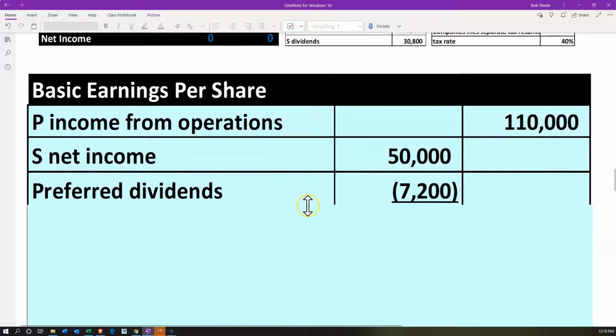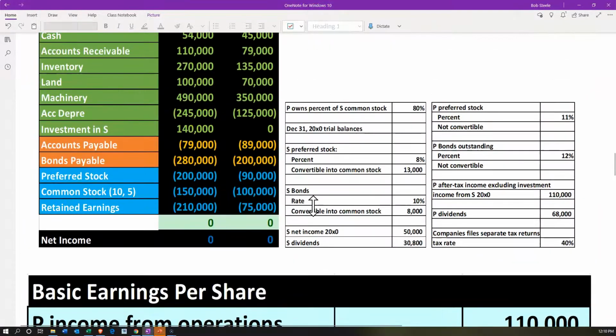We're pulling that in for a sub-calculation. Now, when we have the preferred stock, they typically get paid first, in terms of the distribution in dividends and in liquidation. Therefore, we're going to allocate the preferred dividends out first for the subsidiary.